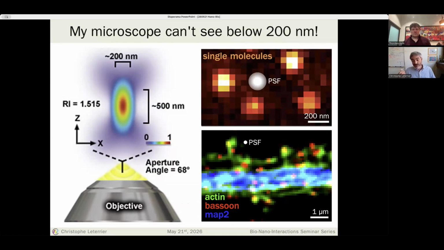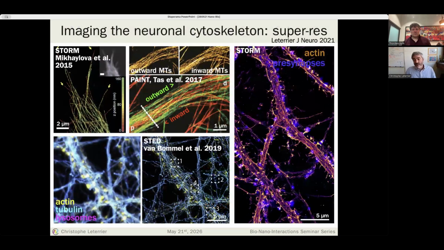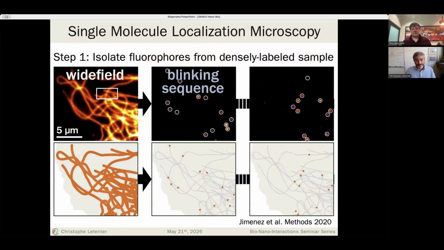And so you just see them as something that is about the size of the point spread function. Fortunately, for about 20 years now, we have new techniques that allow us to look with more details using fluorescence microscopy, and all these techniques are collectively termed super resolution microscopy. There are a lot of different techniques like STORM, STED, PAINT, lots of acronyms. I won't get into all the details. I will give you a few pointers for the ones we are using.